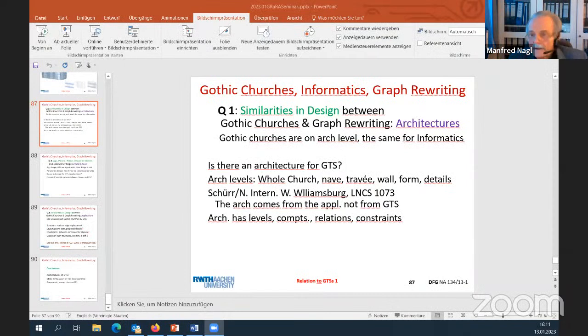Yes, fine. The first question is similarities in design between Gothic churches and graph rewriting. We miss, as we have said, the architectures. And the question is: is there an architectural graph transformation system? As we have seen here, we have the level of the whole church, the nave, the travée, the wall, the form, the details, and so on. Do we have this kind of refinement or division in graph transformation systems?